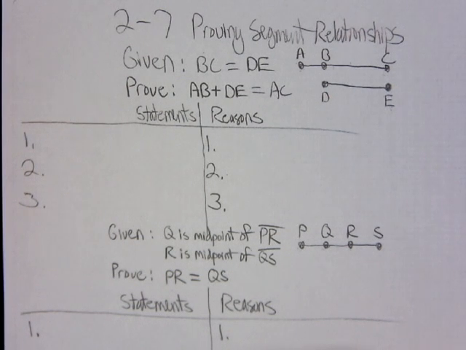Okay, in this section 2-7, we're looking at proving segment relationships. And so we're continuing on with proofs. Now in the last section we looked at algebraic proofs, and we started with those because they're something that you're a little more familiar with. But in this section we're going to start incorporating some geometry into our proofs.